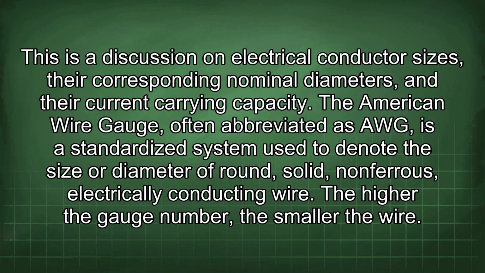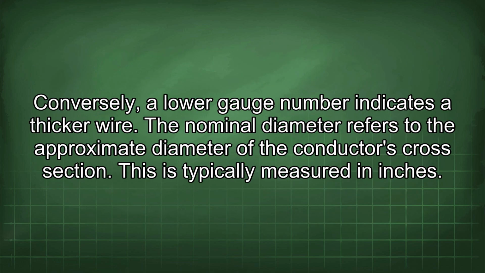This is a discussion on electrical conductor sizes, their corresponding nominal diameters, and the current carrying capacity. The American wire gauge, often abbreviated as AWG, is a standardized system used to denote the size or diameter of round, solid, non-ferrous, electrically conducting wire. The higher the gauge number, the smaller the wire. Conversely, a lower gauge number indicates a thicker wire.